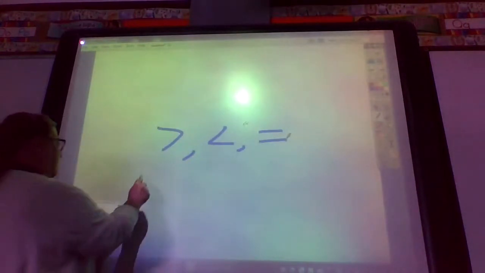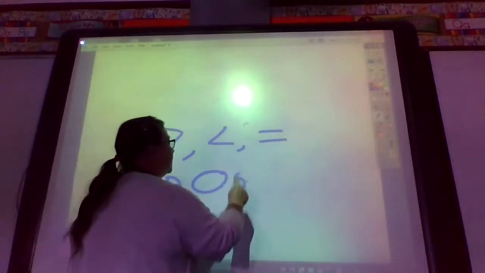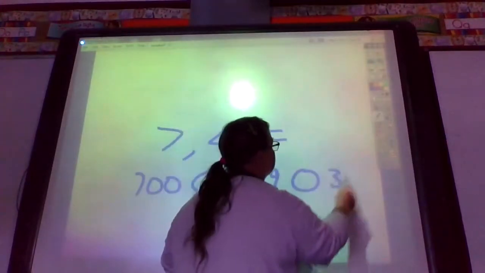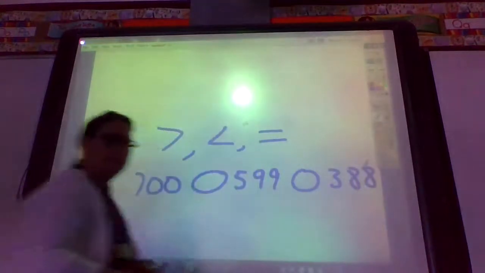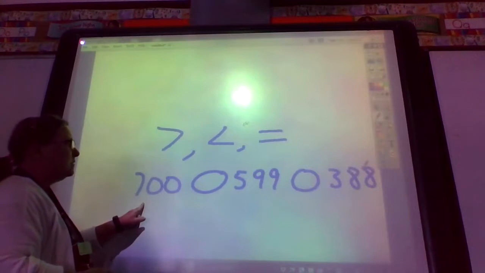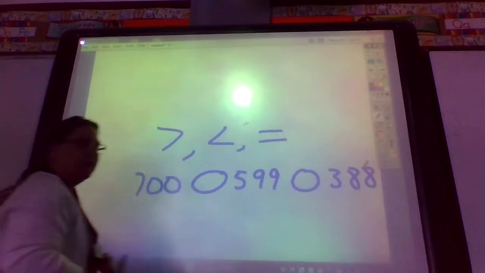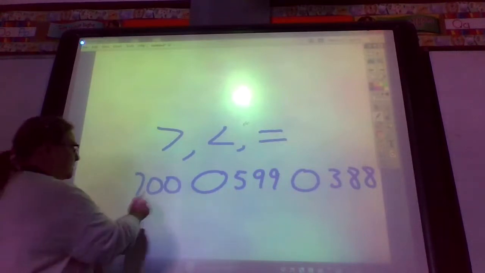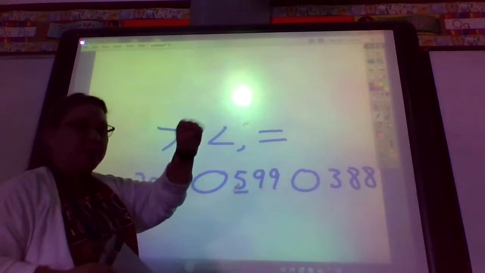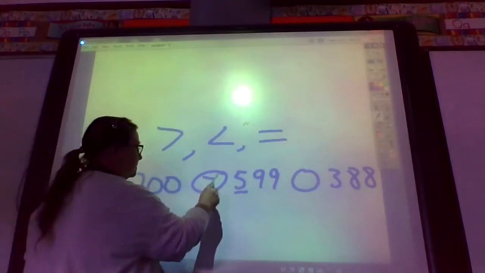So if we do A, we have 700, and then they have a circle, 599, and they have a circle, 388. We're going to start with these two numbers. 700 is greater than, less than, or equal to 599? 7 and 5. Which is greater? The 7. The alligator mouth eats that bigger number. So the big mouth eats this number. So this would be the symbol.